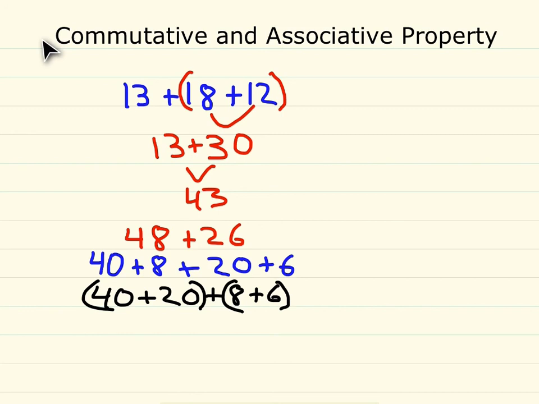Now we can quickly do this math. 40 plus 20 is 60. 8 plus 6 is 14. Add them together and we get 74. So this is a great way to mentally add two double-digit numbers. It's very helpful to break the numbers apart and then regroup them in order to mentally add double-digit numbers.